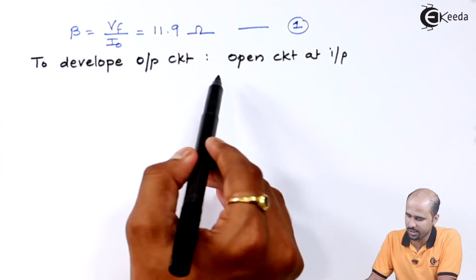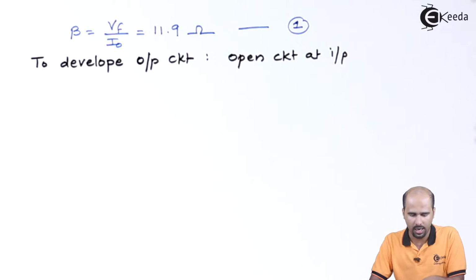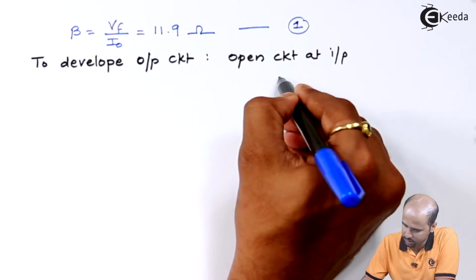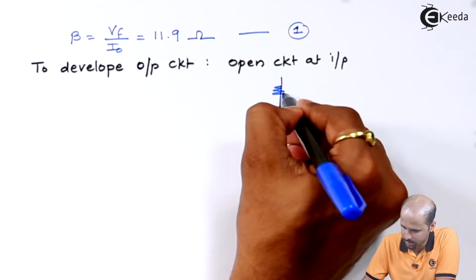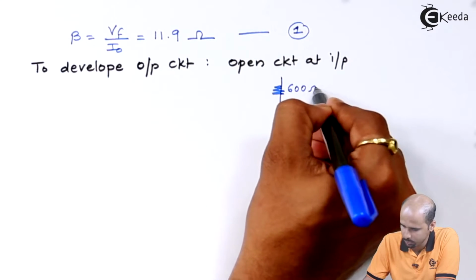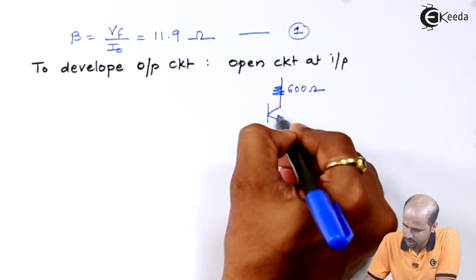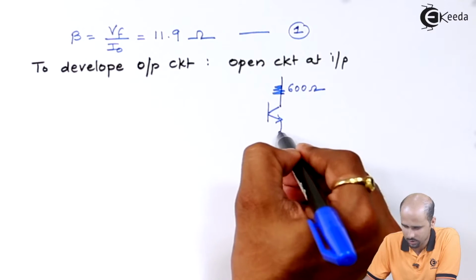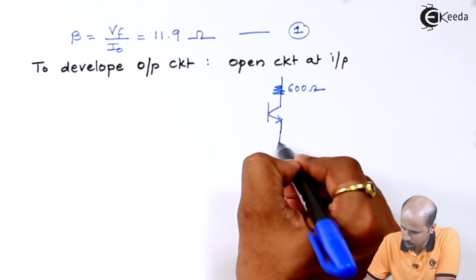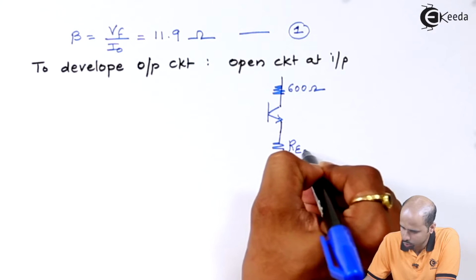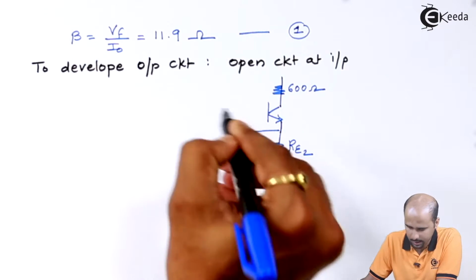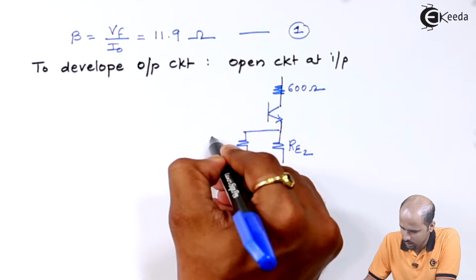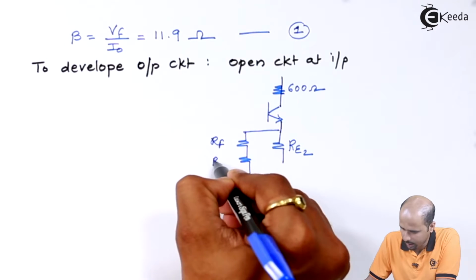So to develop the output circuit, open circuit at the input and your new connection will become, this will be your resistance, that is 600 ohm, and I will just draw the output side. This will be your output side where RE2 and this is nothing but your series connection of RF and RE1.